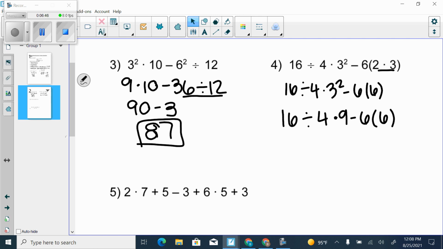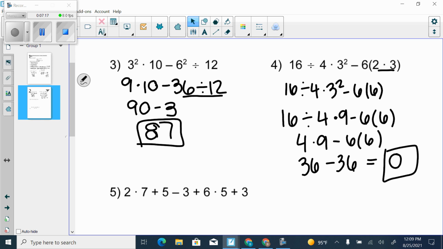Okay, then what? Alright, we're going to start doing our... So 16 divided by 4, we're going to work left to right. That's going to give us 4. So now I've got 4 times 9 minus 6 times 6. Very good. Minus 6 times 6, which is 36 as well. Very good. All right.